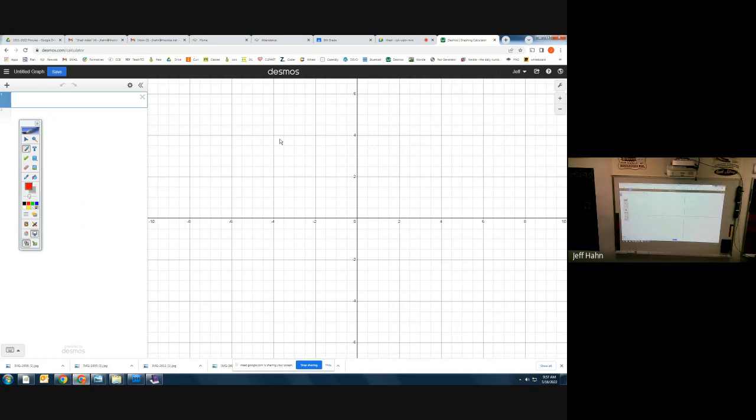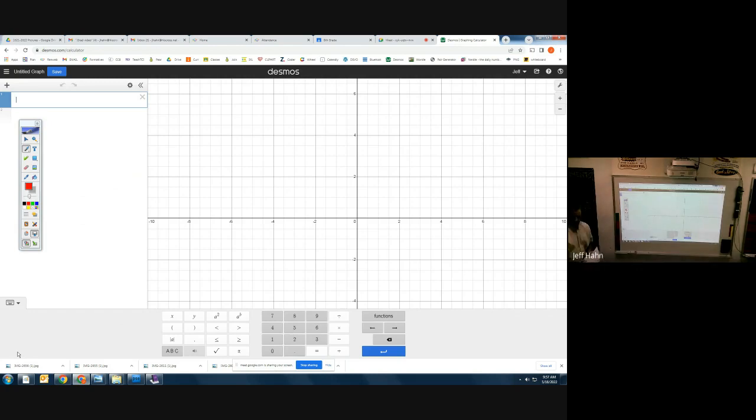I am going to. On this sheet, ladies and gentlemen. First of all, let me give you the basics of this Desmos thing. In order to use the calculator, you need to push this button down here that gives you the actual keyboard there.